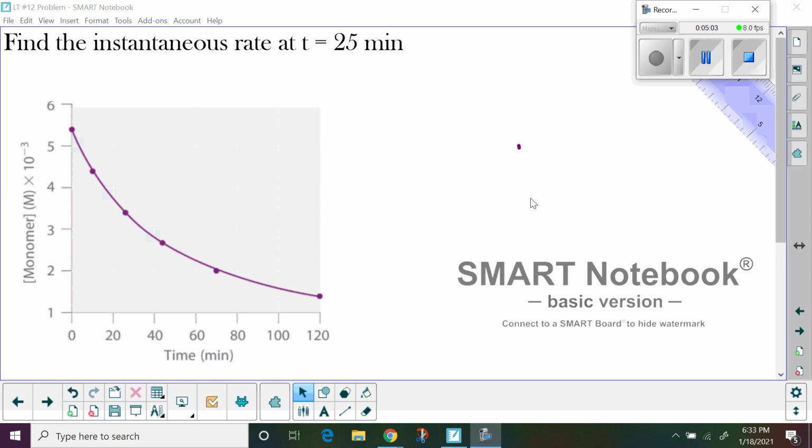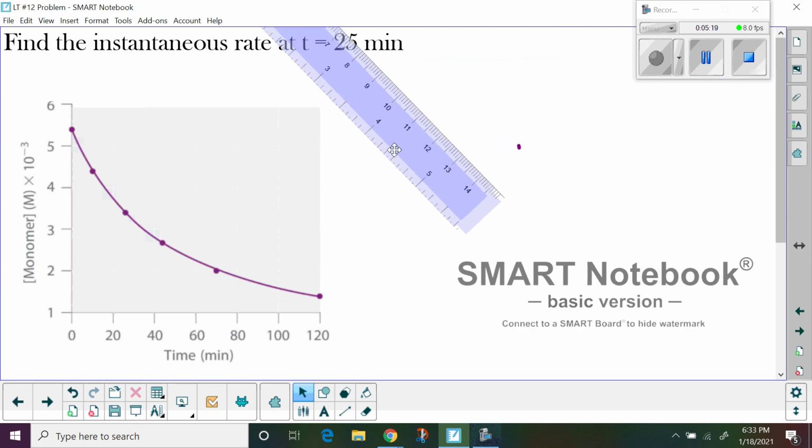So what I'm going to do is find 25 minutes on the graph. I'm going to assume it's about right there. And I'm going to draw a line that is tangent to that point at 25 minutes. So this is the cheap and easy way to do a derivative.